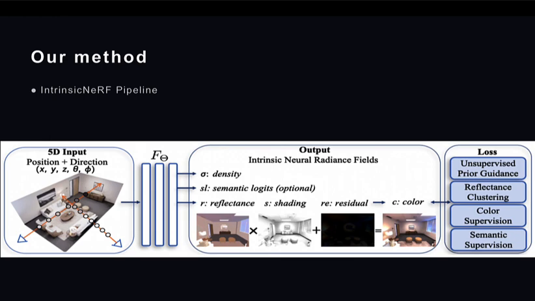IntrinsicNeRF takes the 3D point and direction as input, and outputs reflectance, shading, and the view-dependent residual term. The product of reflectance and shading, plus the residual term, gets the RGB output. When the input is room-level data, IntrinsicNeRF enables the semantic branch to improve the intrinsic decomposition quality. Unsupervised priors and reflectance clustering are exploited to train the IntrinsicNeRF in an unsupervised manner.